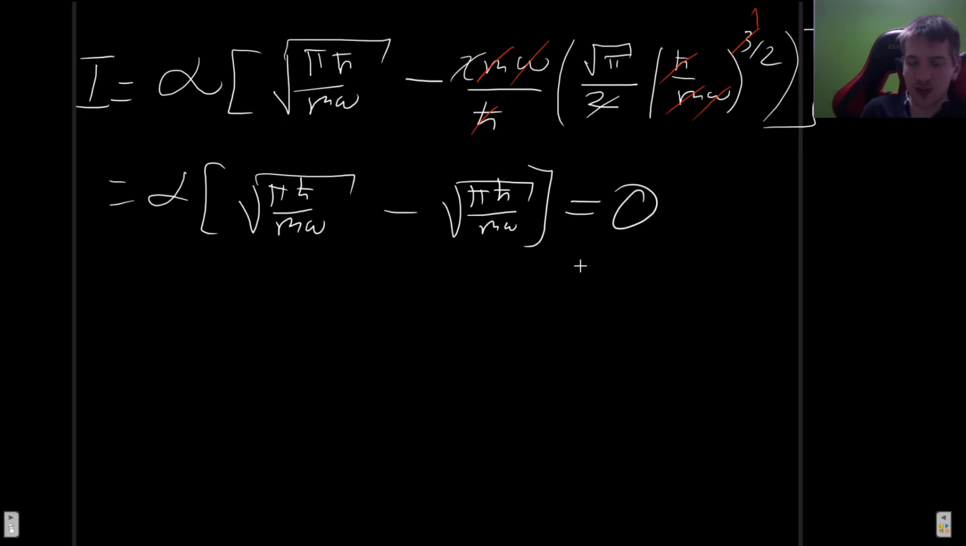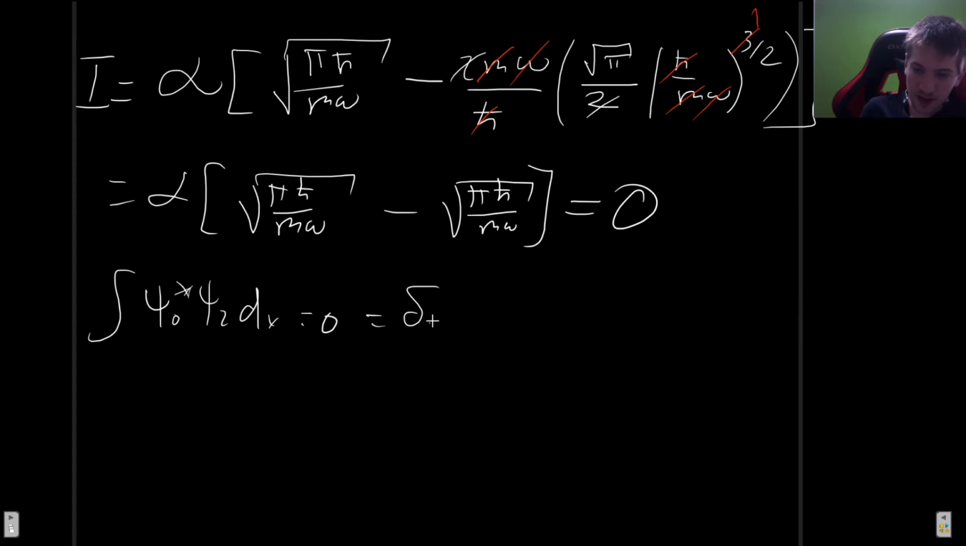So this is just going to be 0, which is exactly what we expected, because this integral was basically the inner product between two states that are orthogonal to each other. So it had to be 0, right? Because remember, this is supposed to be the delta in m, right? If we have two different states, in this case 0 and 2, we expected this to be 0. Okay, so that is this problem.